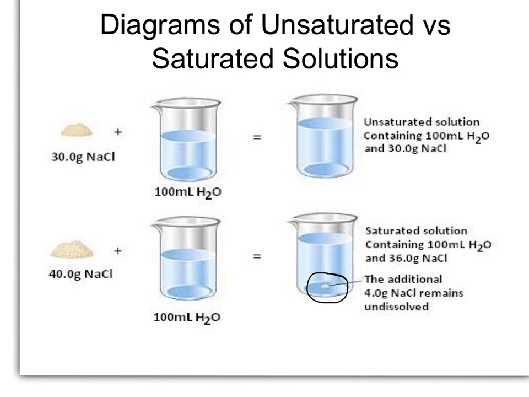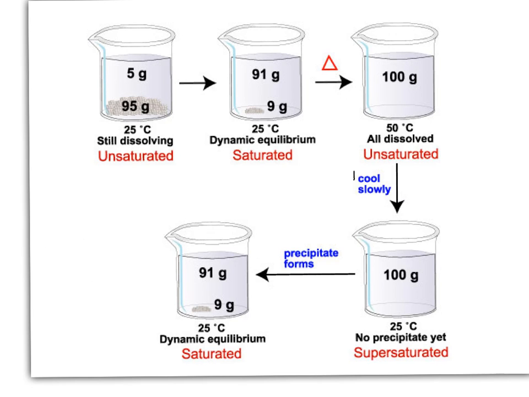So you can see that there are 4 grams of sodium chloride remaining undissolved. In this next diagram, we have a series of beakers. In the first beaker, we have an unsaturated solution. You will notice the temperature is 25 degrees Celsius, and we are dissolving 95 grams of solute into solvent. Over time, you will see that most of that solute will disappear into the solvent, leaving 9 grams behind.